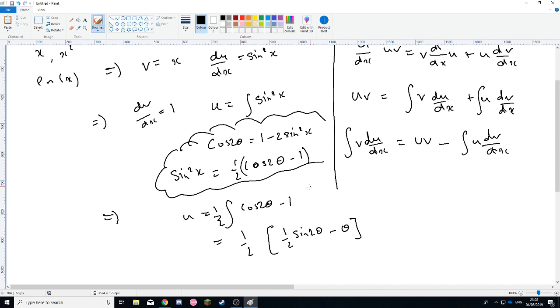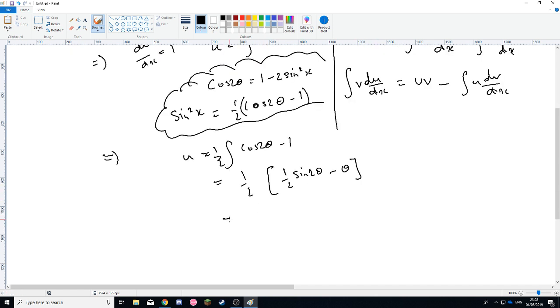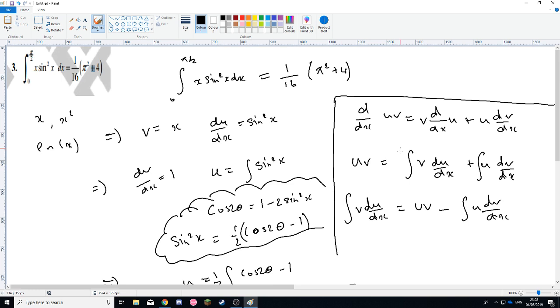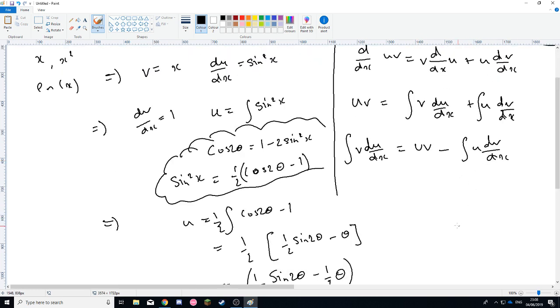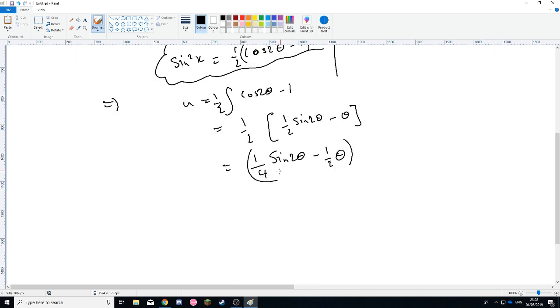So writing this out fully, a quarter sine 2 theta minus half theta. This is a pretty messy u, to be honest. Do we have to use it? Yeah, we're gonna have to integrate with this again. But that should be fine. Why? Because when you multiply this by dv, you're just multiplying by 1. So when I reintegrate this, I'm just doing another reverse chain rule, and this will just become one over 4 theta squared. So that's fine as well.